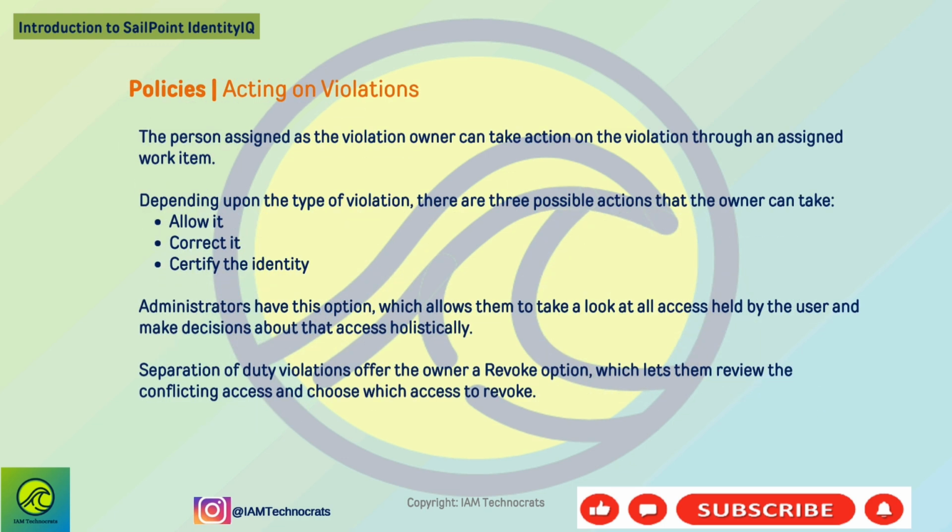Acting on violations. The person assigned as the violation owner can take action on the violation through an assigned work item. Depending upon the type of violation, there are three possible actions that the owner can take: allow it, correct it, or certify the identity. Administrators have this option, which allows them to take a look at all access held by the user and make decisions about that access holistically. Separation of duty violations offer the owner a revoke option, which lets them review the conflicting access and choose which access to revoke.